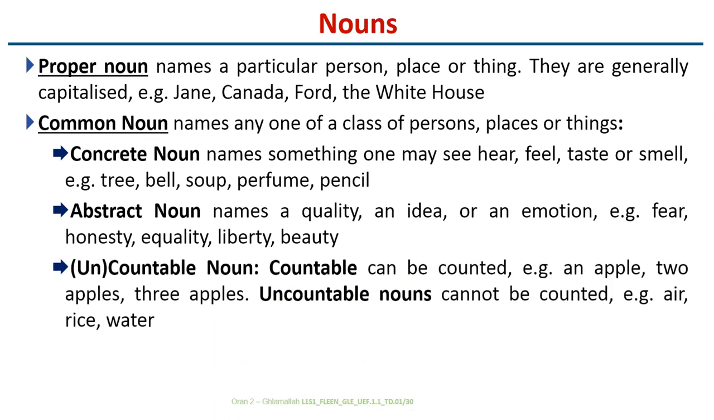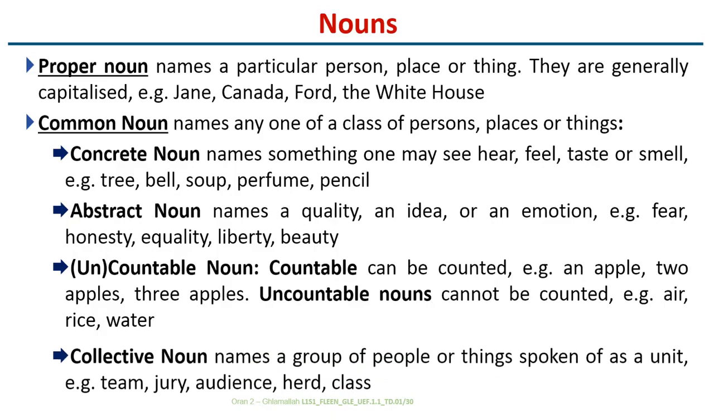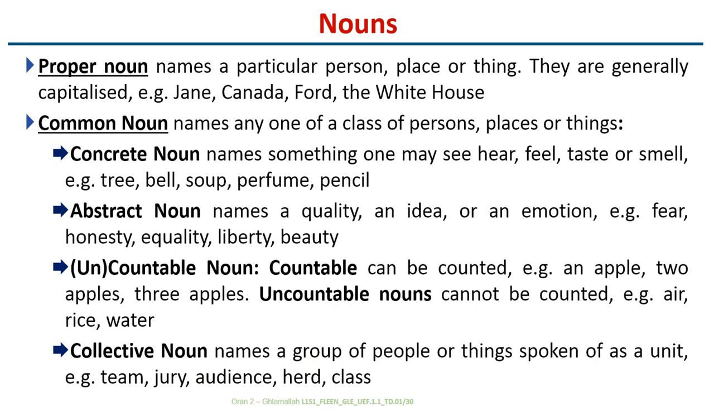Countable or uncountable nouns. Countable nouns can be counted, for example, an apple, 2 apples, 3 apples, etc. We can put them into the plural form. Uncountable nouns, however, cannot be counted. For example, air, rice, water, etc. When you learn a new noun, you should check if it is countable or uncountable and note how it is used in a sentence. A collective noun names a group of people or things spoken of as a unit, for example, team, jury, audience, herd, class, etc.